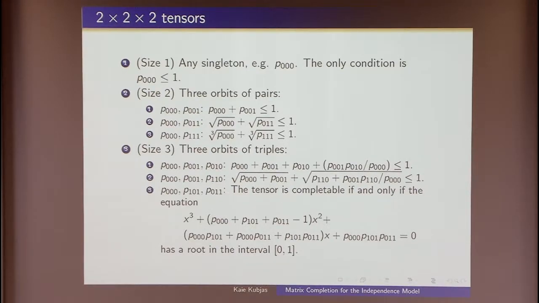And there is one case where we actually have to add a variable x, and then the corresponding tensor is completable if and only if the equation has a root in the interval from 0 to 1. And we can also get an inequality for this using Sturm sequences, but I'm not getting into that here. And that's all.